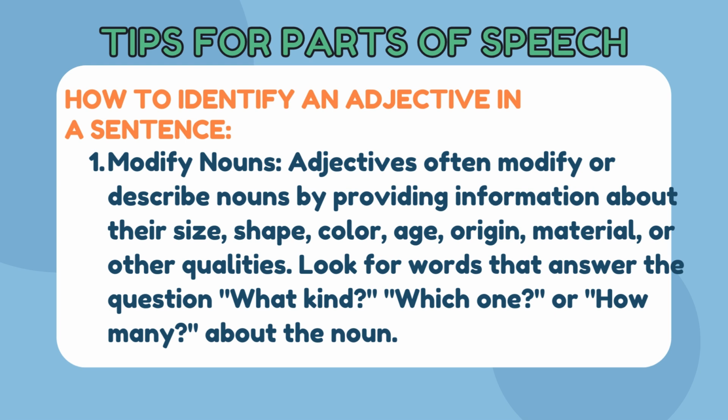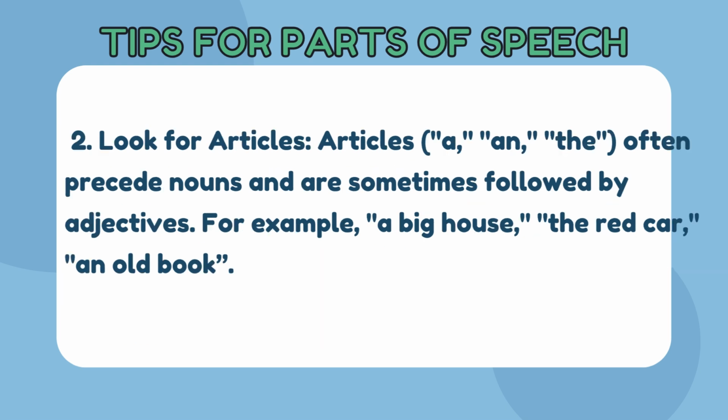How to identify an adjective in a sentence. Adjectives mostly modify or describe nouns by providing extra information about their size, shape, color, age, origin, material, or other qualities. So you need to look for the answers to these questions: what kind, which one, how many. And also you need to look for the articles, a and the. They often precede nouns or sometimes are followed by adjectives, like a big house, the red car, a notebook.